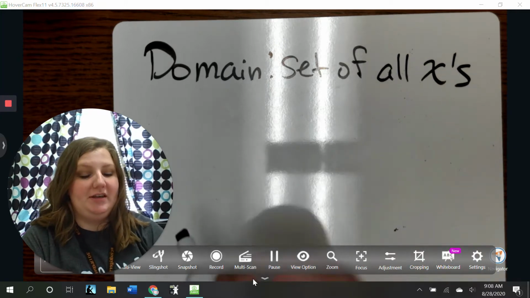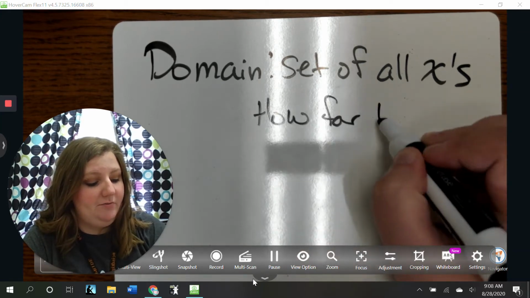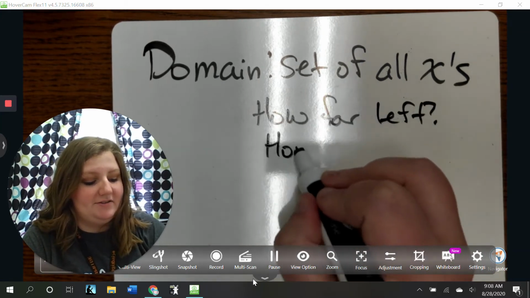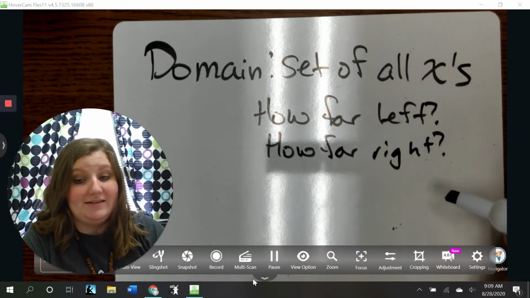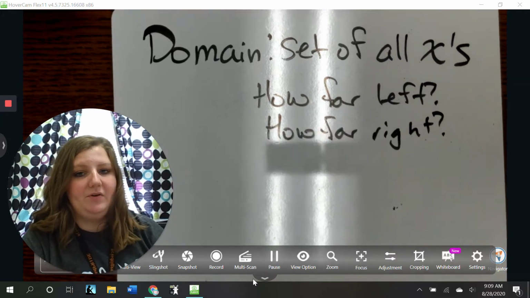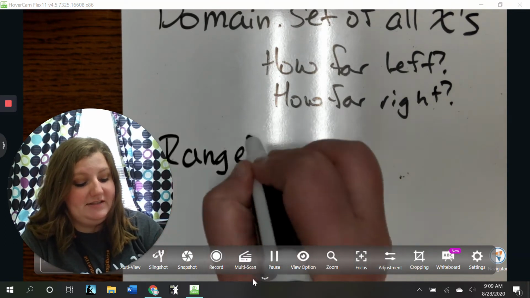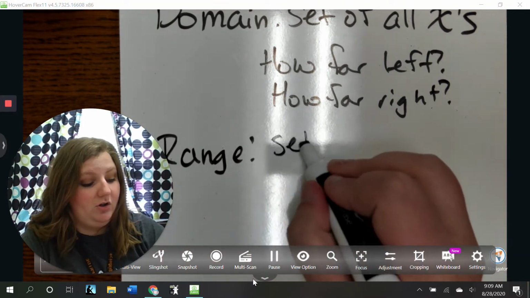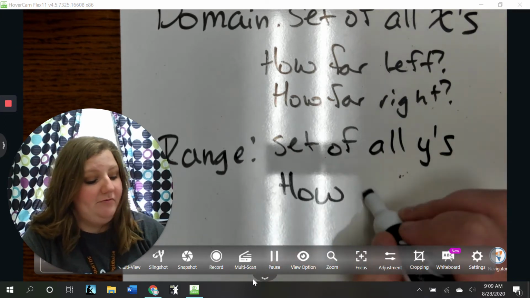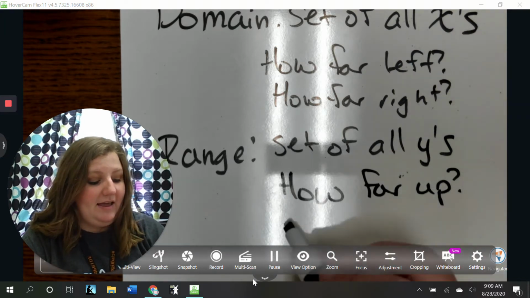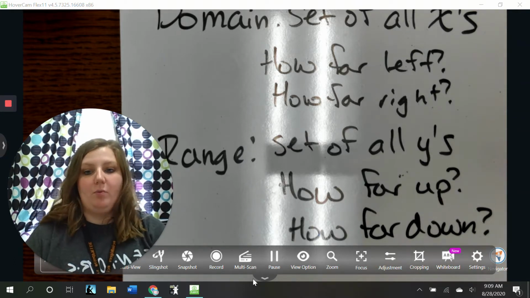All right, so when we're looking at a graph, what it's asking us is how far left does it go, and how far right does the graph go. And then also we want to know, is there anywhere in the middle that we don't have the graph? Okay, so that's the domain. Then range is the other part we talked about, and the range is the set of all y values. So this means when we're looking at a graph, how far up does it go, and how far down does it go? So that's really what we're looking for when we're talking about domain and range.